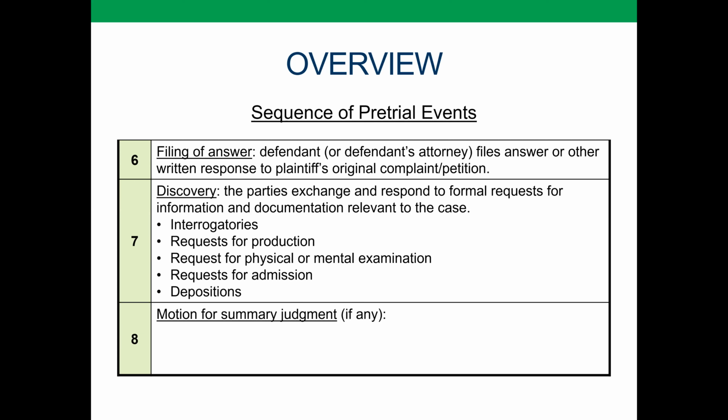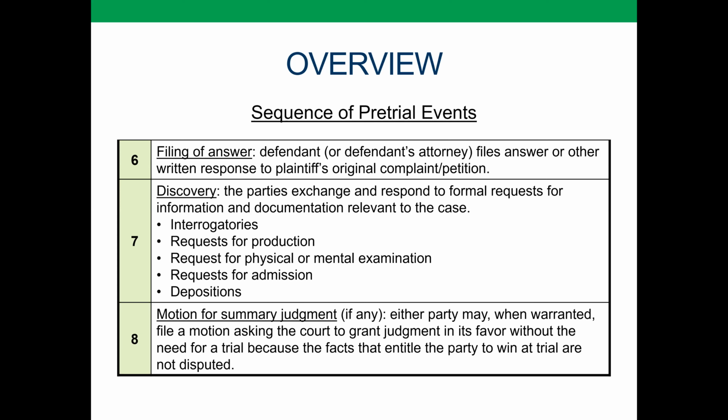Now, once discovery is completed or substantially complete, normally, if a party believes that the facts of the case entitle that party to win once the law is applied, then that party can ask the court to right then enter judgment in that party's favor without going forward with a trial. This is called a motion for summary judgment. It's called summary because it would be entered without having to have a trial.